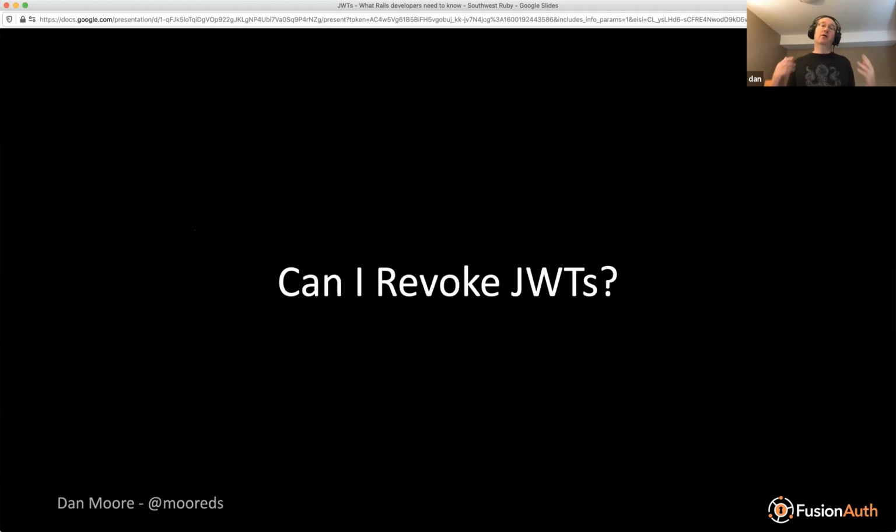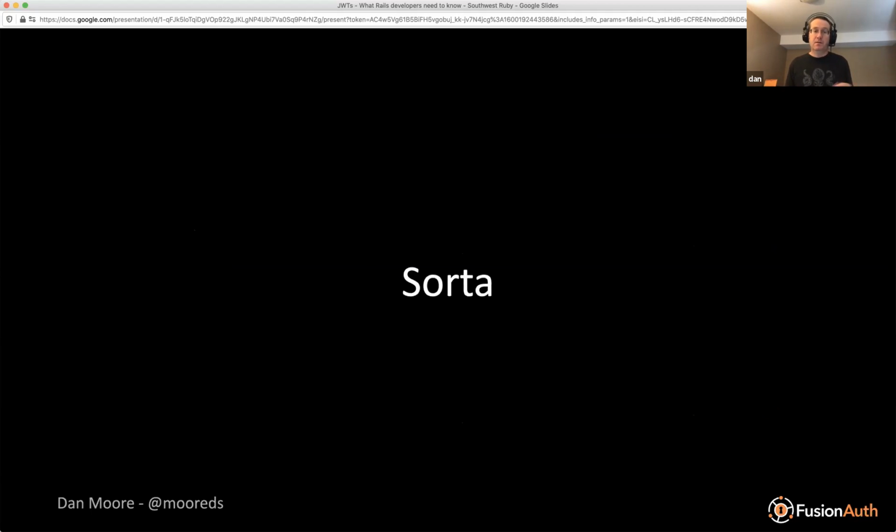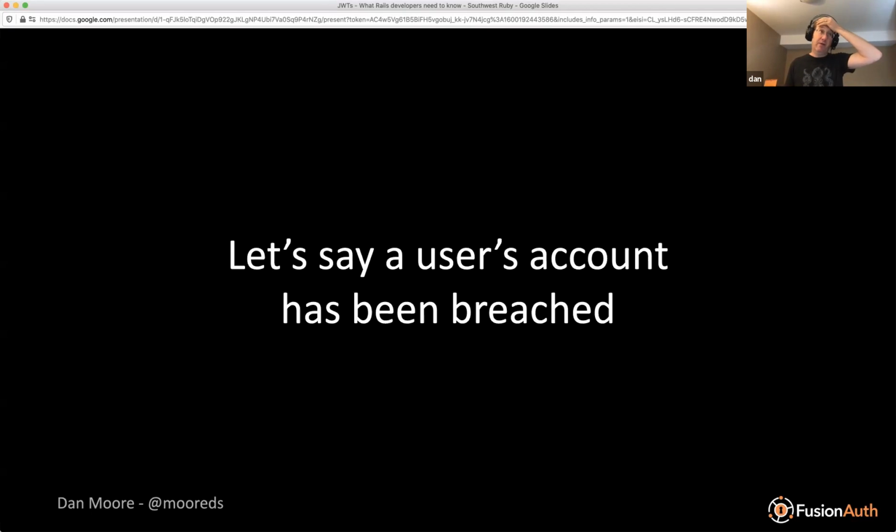Then you want to think about what is the risk model, and do I need to revoke this JWT when someone signs out? The answer is that you can sort of revoke JWTs, and we'll walk through a couple of different options for doing so. And I would say that you really do want to think about the risk model.